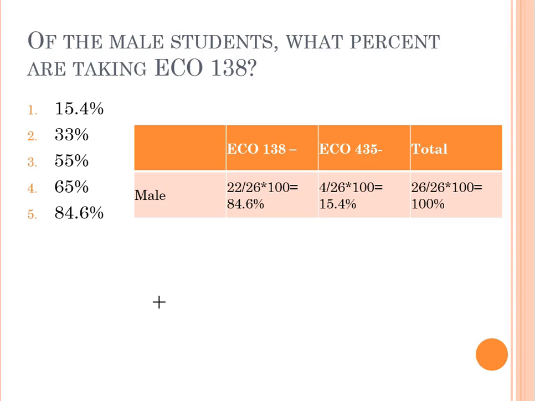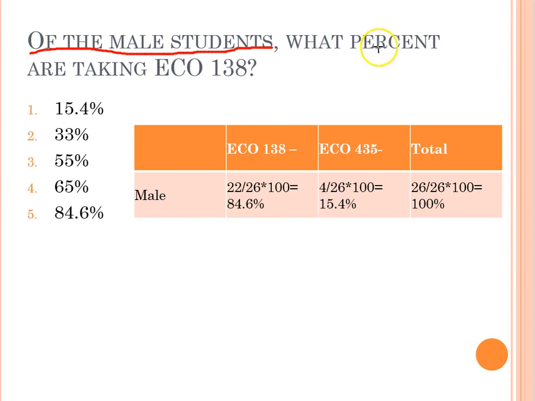So now that we've created our table, we can answer some questions again about our students. But it's particularly important to pay attention to the wording in these problems, because that's going to give you a clue as to what type of distribution we're looking at. So here it says of the male students. So you have some information about the type of student you're looking at. So we can focus on only the male students in this problem.